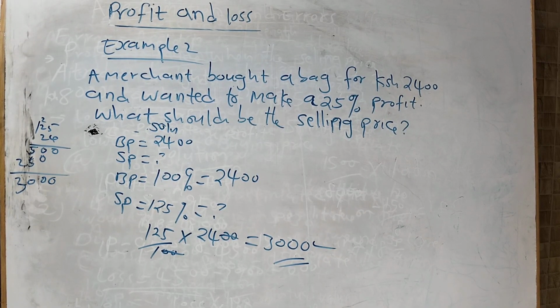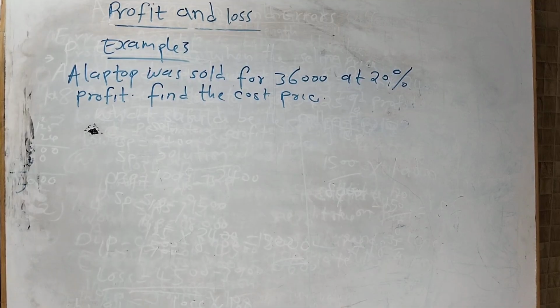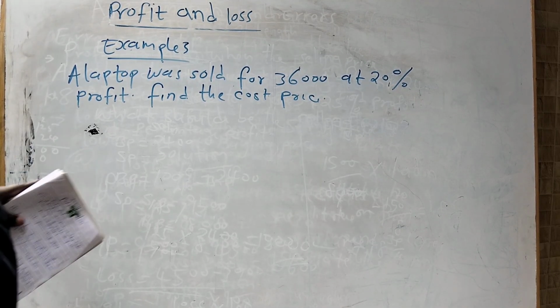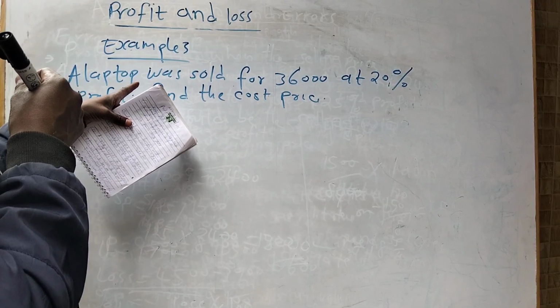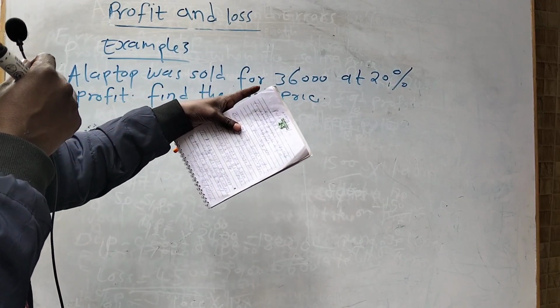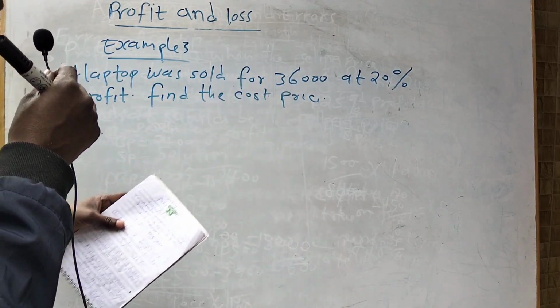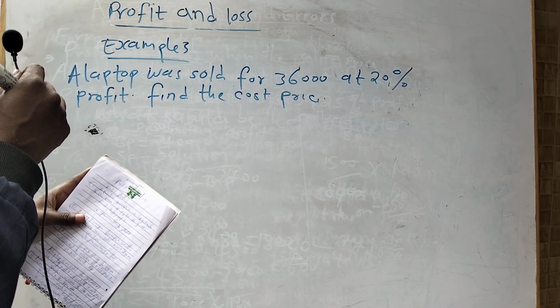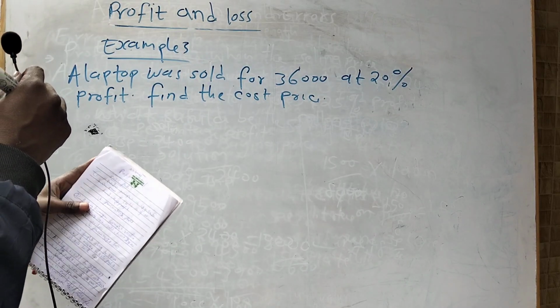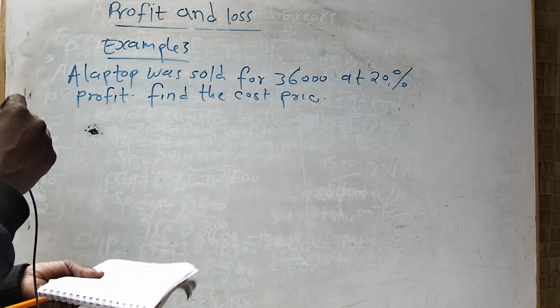All right, I hope you have understood it well. We have example 3. Example 3, which states that a laptop was sold for 3,000, that's 6,000, at a 20% profit. Find the cost price. So what do we do here?